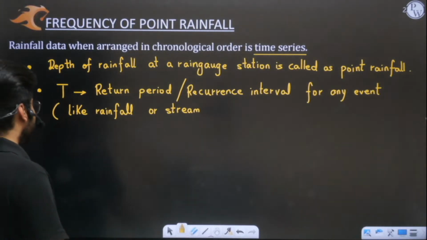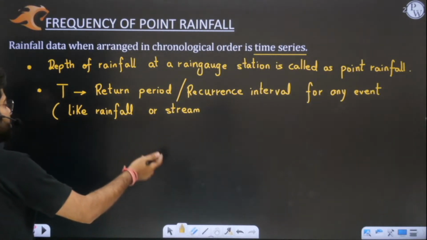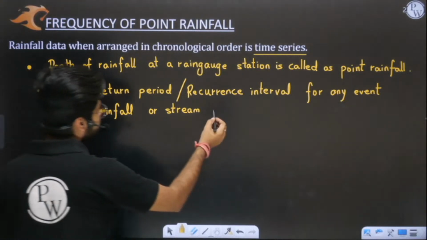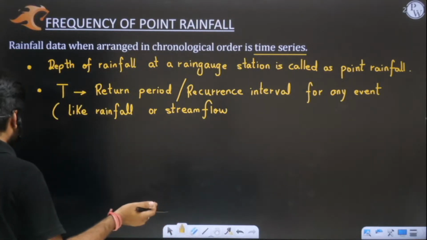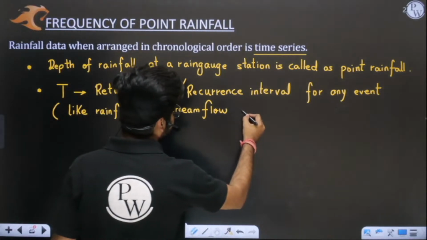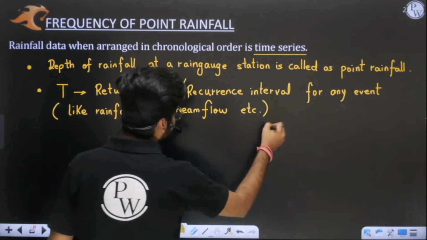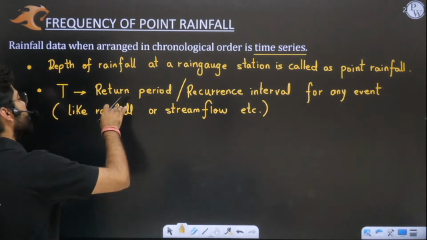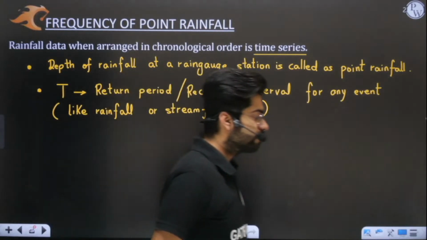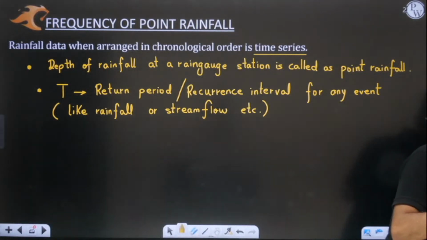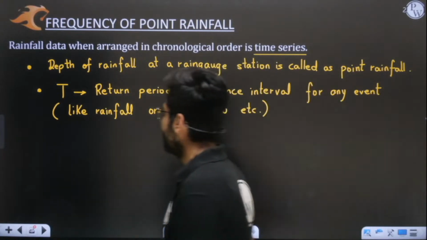Whenever rainfall is very high, obviously we are interested in stream flow also. Like a rainfall event, we will discuss stream flow: how much discharge is there in my river. We can take any other events, but basically in hydrology we are more interested in rainfall and stream flow. I hope this is very, very clear to you. Yes or no? Now let me give you an example with the help of which you will be able to understand.